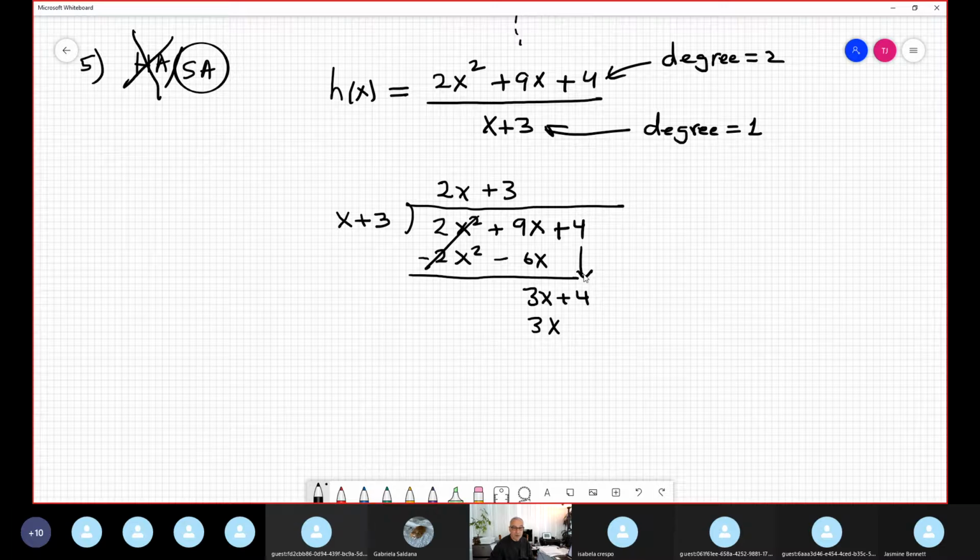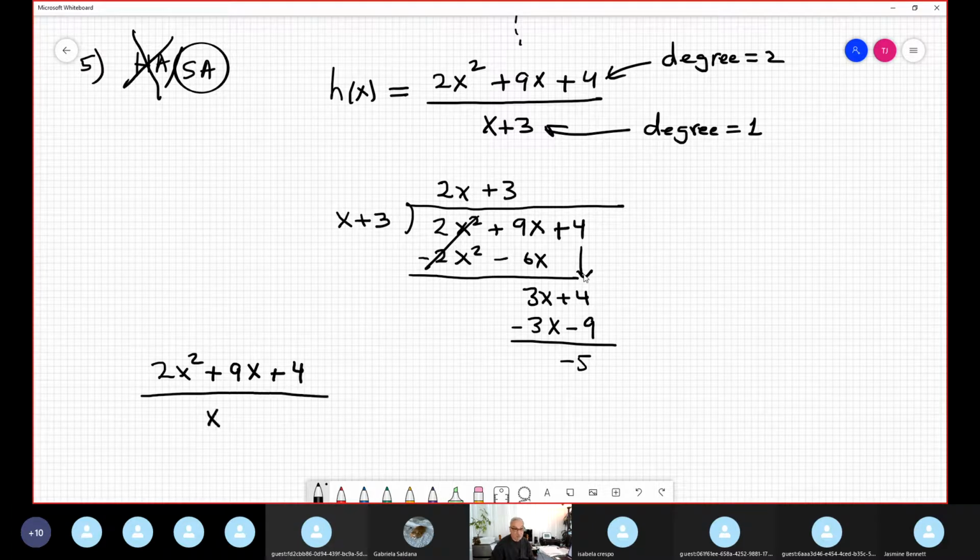And 3 times 3 is 9. Change the sign. It's negative 5. Okay, so I discover that this expression is equivalent to this expression, 2x plus 3 minus 5 divided by x plus 3. Unbelievable, but it's true.